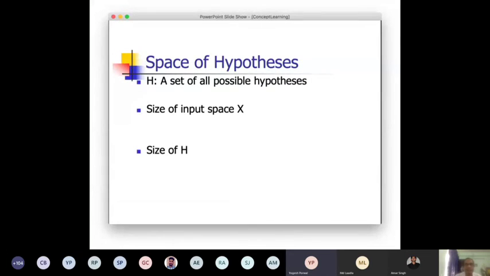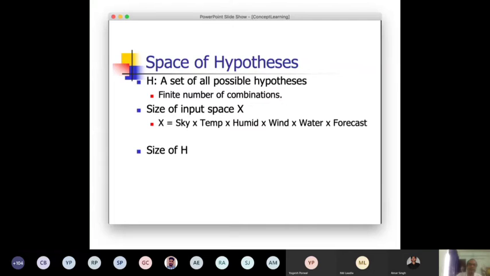Once again, we are summarizing what I just discussed in the previous slides, like the space of hypotheses. H is the set of all possible hypotheses. It's a finite number of combinations in your case. The input space X is the Cartesian product of all these sets I have just shown you, and an element in this space is an input vector. As you have rightly said, 96 is the number, so the input size is 96.